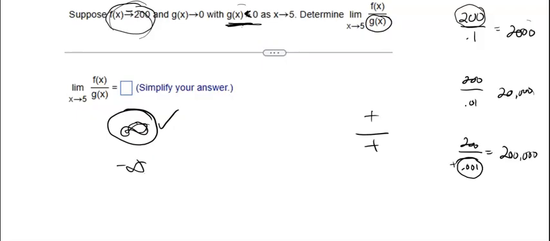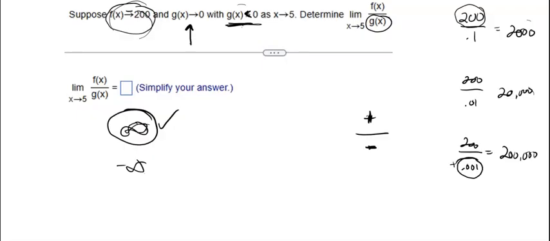Okay, if this was negative 200, and you're coming in from the left, but you're still going to 0 in the denominator, then you'd have a negative value up here and a negative value down here. And in this case, you'd still end up at positive infinity because it's negative over negative. But you could have any combination of those two.